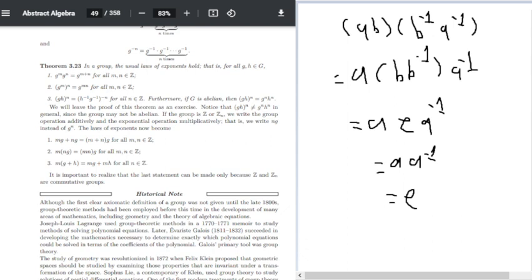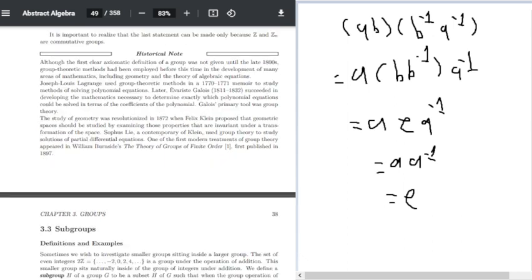If the group is Z or Zn, we write the group operation additively and the exponential operation multiplicatively. That is, we write n times g instead of g to the n. The laws of exponents now become mg plus ng equals m plus n times g, m times ng equals mn times g, and m times g plus h equals mg plus mh for all m and n in Z. It is important to realize that the last statement can only be made because Z and Zn are commutative groups.